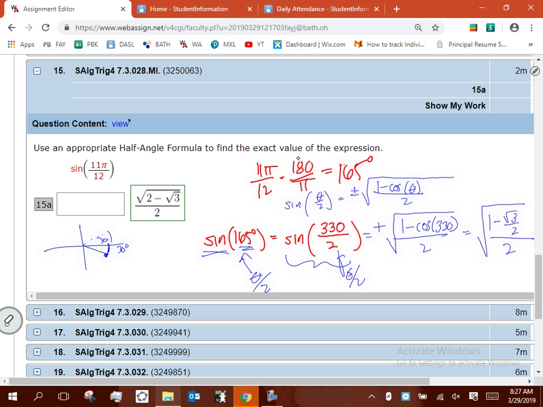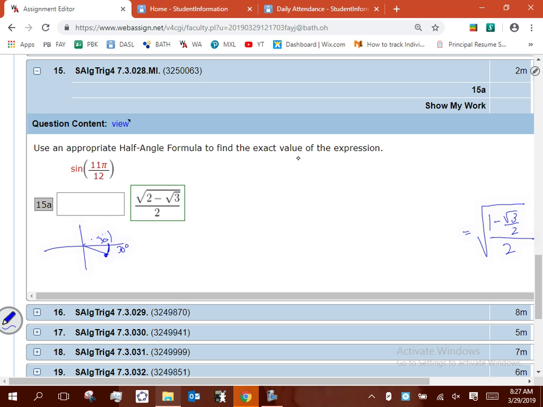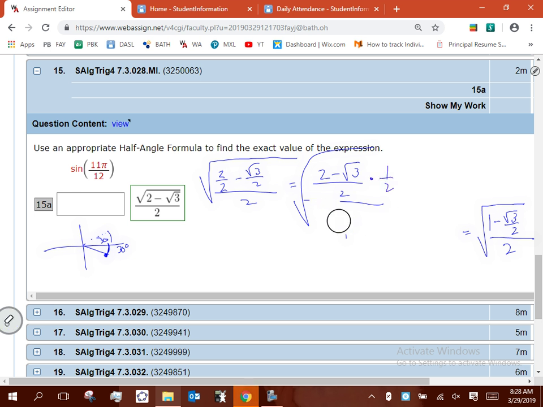Now, you could probably type that in, and I would assume that WebAssign is going to say, yeah, that's fine. Okay? But if I want to condense this, we'd have 2 over 2 minus radical 3 over 2 all over 2, right? So it gives me 2 minus radical 3 over 2, all divided by 2. Well, what do I do with a fraction divided by a fraction? Multiply by the reciprocal. So it becomes 1/2 up there, right? So now I'm multiplying that through. Distribute your 1 through. Still gives you 2 minus root 3.